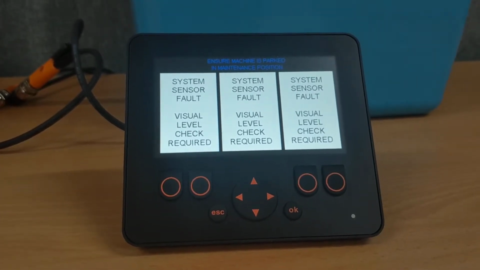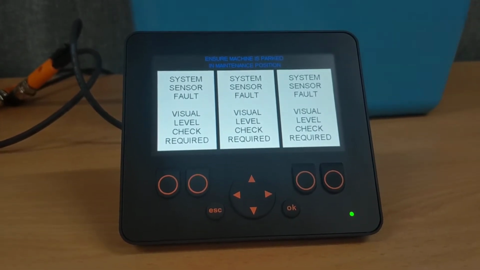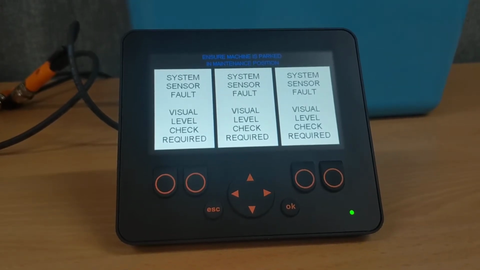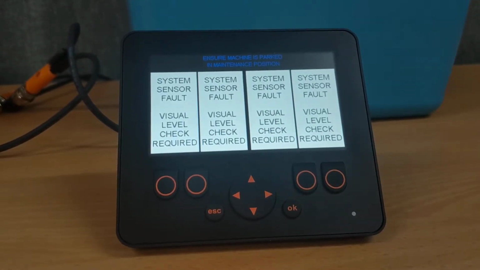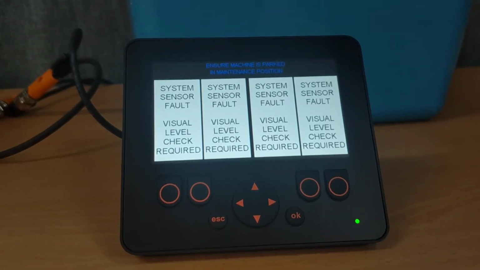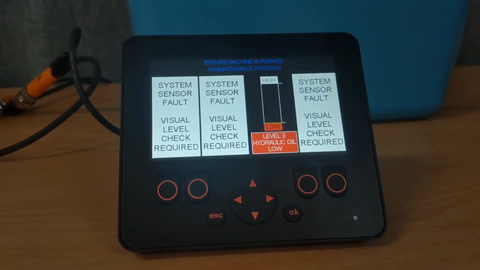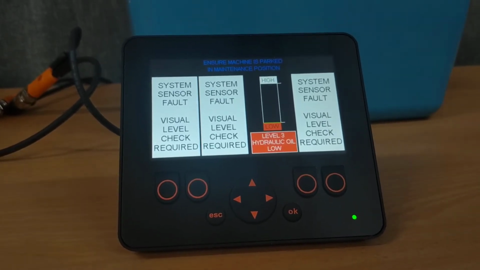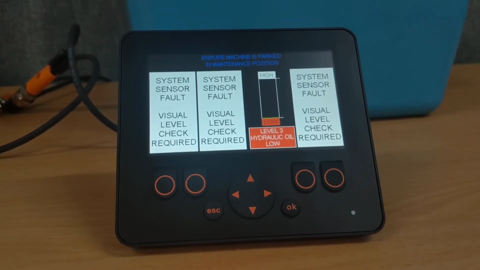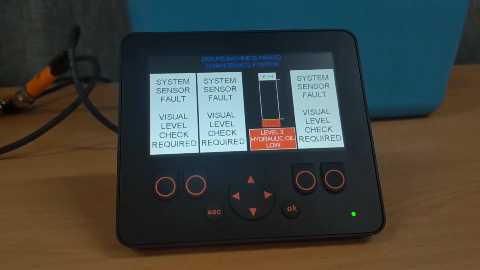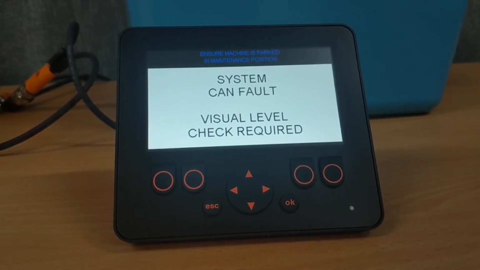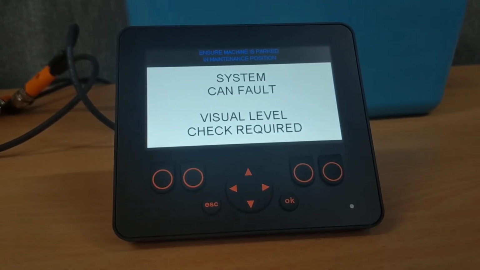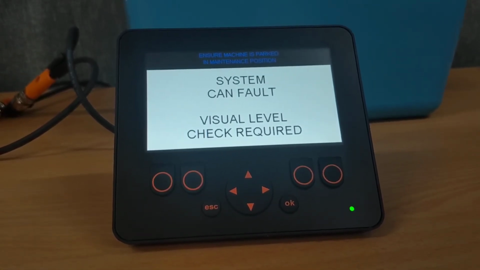This system is also available as a four-channel setup. With all the sensors disconnected, there is alarms, but each one will show a bar graph individually. Finally, a fault caused by loss of communication or a failure of the PLC is also detected and shown.